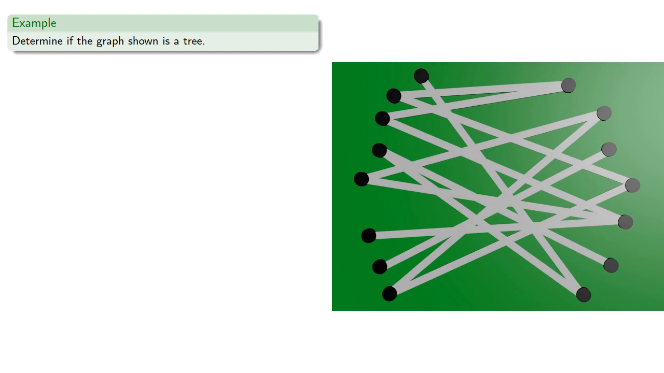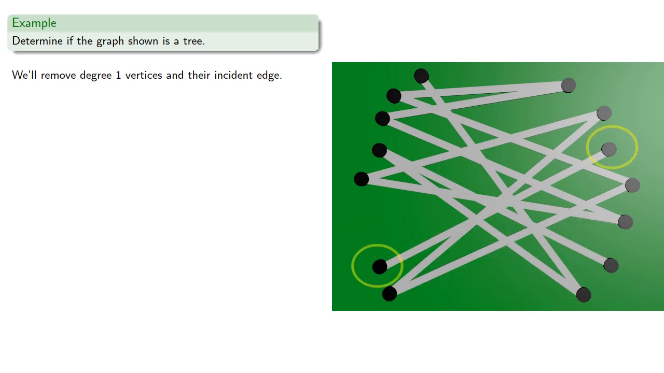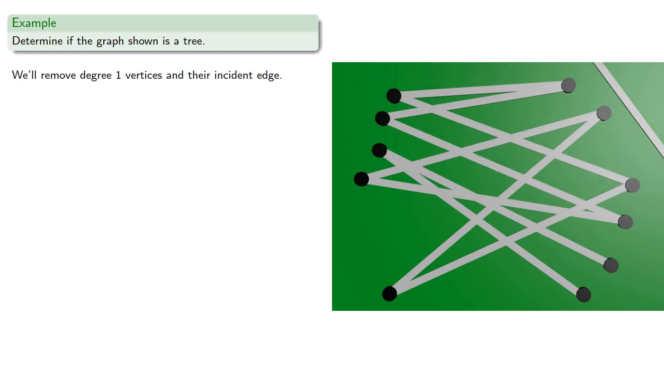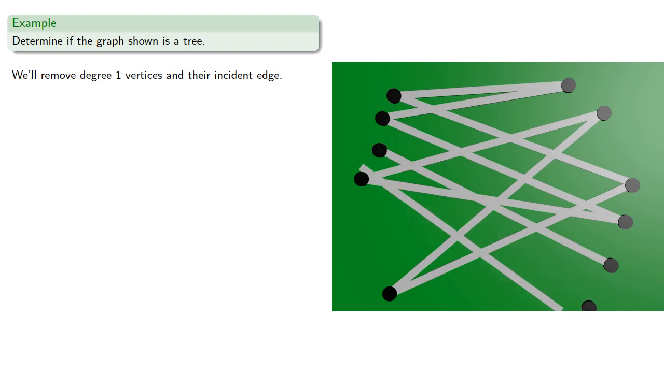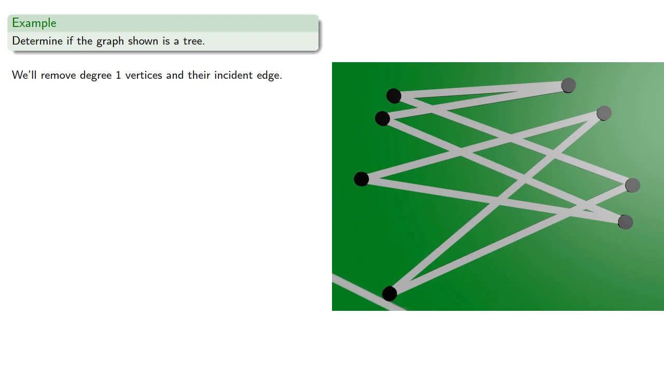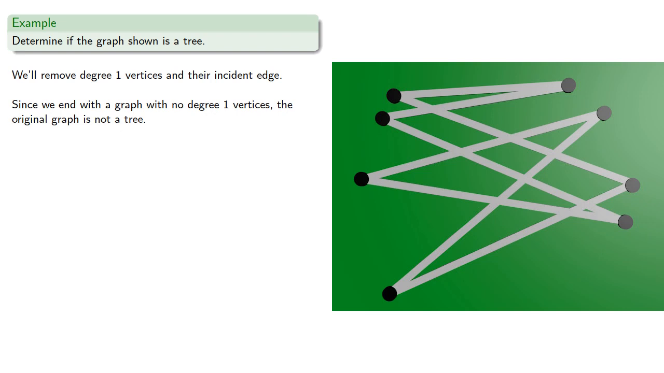So, for example, we might try to decide if this horrific graph is a tree. So, we'll remove degree 1 vertices and their incident edge. So, let's start by removing this one. Then these two, which are on the same edge. Then this one. Then this one. Again, these two are on the same edge, so we'll remove them. And we end with a graph where there are no degree 1 vertices. Since we end with a graph with no degree 1 vertices, the original graph is not a tree.